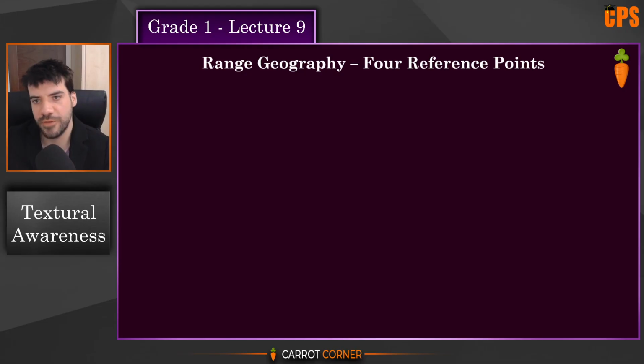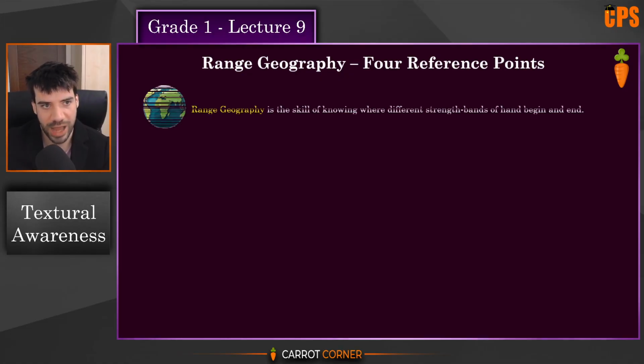Okay, range geography. Four reference points when it comes to figuring out where you are in your range and the absolute versus relative hand strength of your hand. So range geography is the skill of knowing where different strength bands of hand begin and end. Obviously, a strength band is like a place on the equity spectrum. So when you say that your hand has between 60 and 70% equity on the river because you're estimating, and therefore you know you can block bet that hand or check out of position, you're making a value judgment about the hand's worth in terms of its equity, but you're not doing it exactly. So range geography is never about nailing an exact EV or equity in a sim before you look at it.